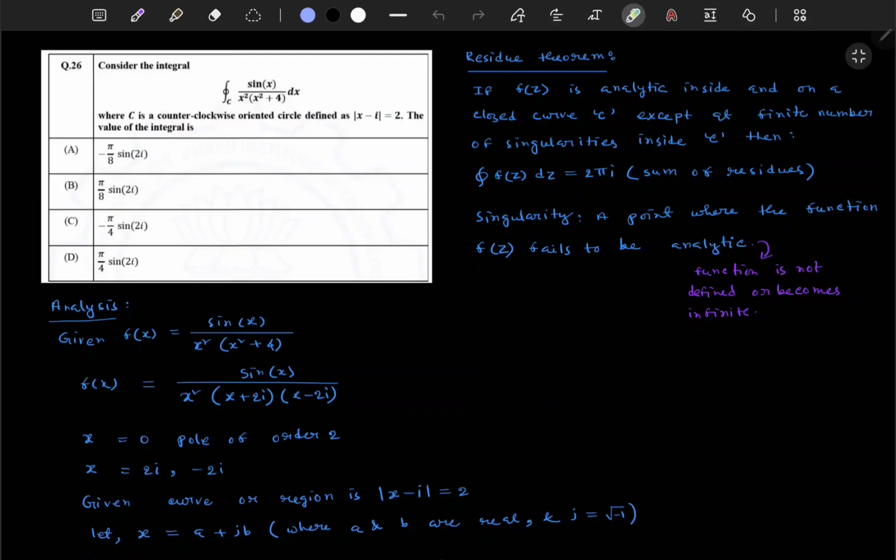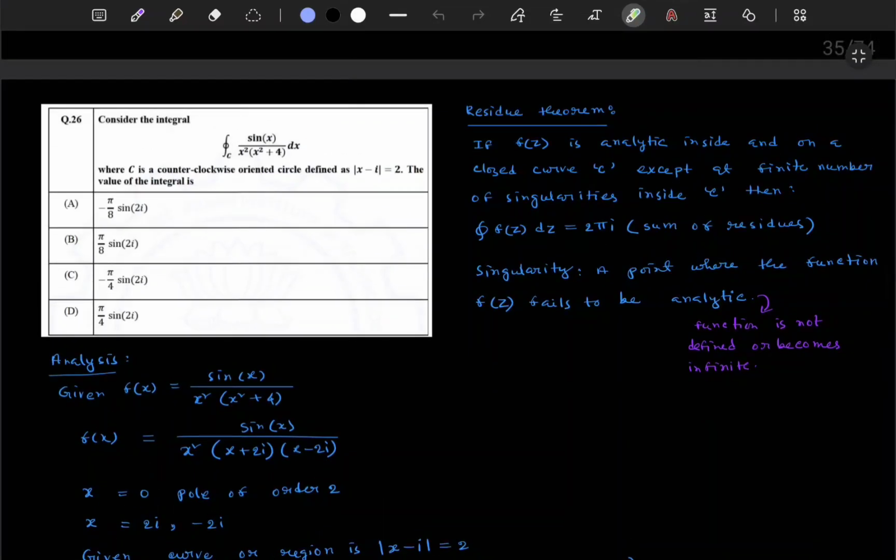Here with the residue theorem we can solve this type of problem. First, what is the residue theorem? If f(z) is analytic inside and on a closed curve C, except a finite number of singularities inside C, then closed integration f(z) dz equals 2 pi i sum of residues. A singularity is a point where the function f(z) fails to be analytic, that means the function is not defined or becomes infinite at that point. So in this residue theorem we can find the integration using this formula.